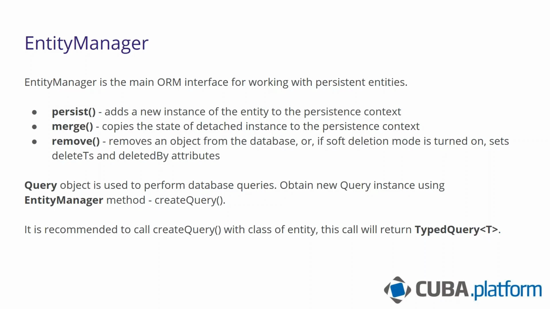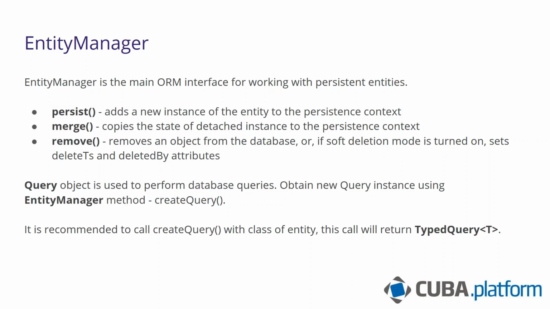So if you know about the JPA standard, or you used Hibernate or other JPA technologies, you may be familiar with these technologies. So the EntityManager has three main methods: persist, merge, and remove. And you see the description here.